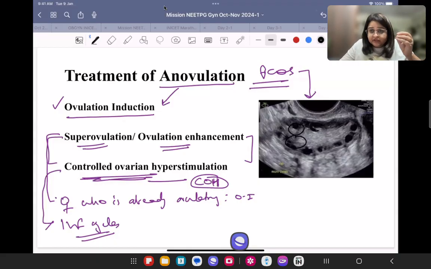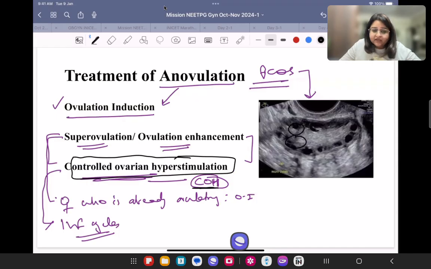And then what do we do? We aspirate those follicles, what is called oocyte aspiration, by an ultrasound guided needle. We aspirate the follicles, collect all the oocytes, give them to the embryologist. He or she will do the IVF, the fertilization in the lab. And then the embryos, we transfer them back in the uterus. So the stimulated ovaries in IVF, that is called controlled ovarian hyperstimulation. So there are three different terminologies which basically mean the same thing, but they are used in different situations.